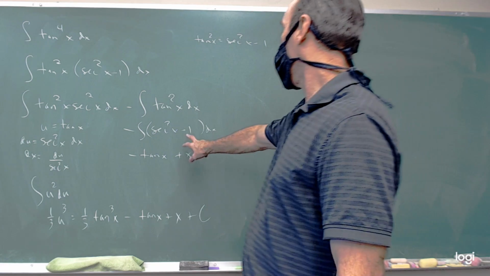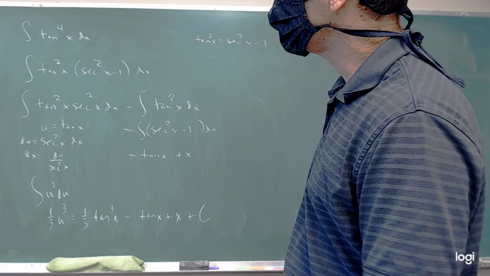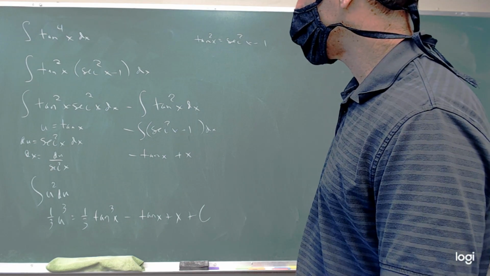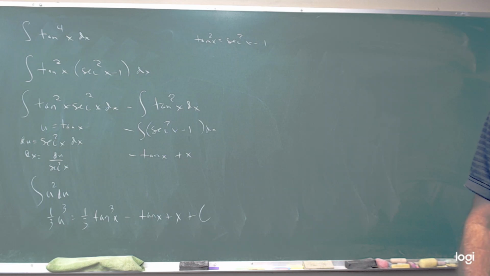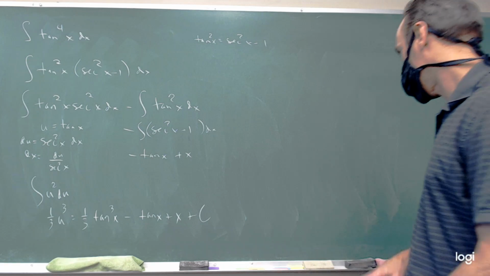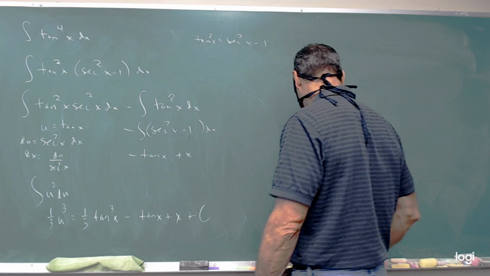I think it became a plus x though. Right? Oh yeah, because of the minus. Minus minus. Okay. Because it's the minus one here, so you get a minus tangent squared.